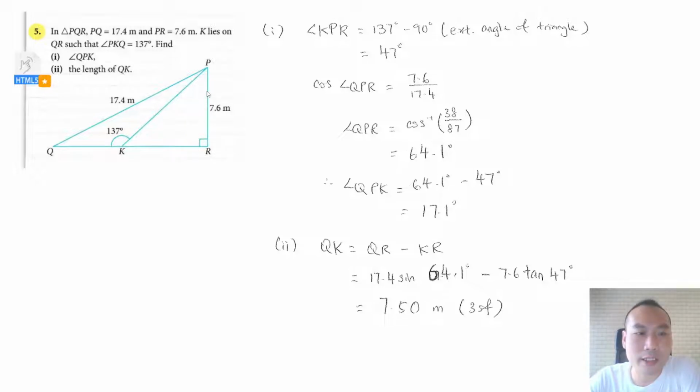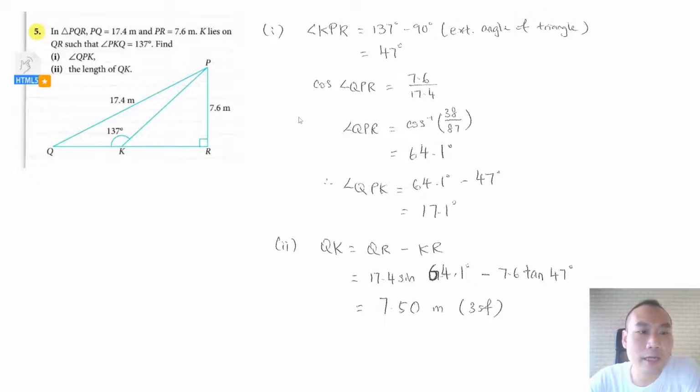After that, we need to subtract this angle over here, KPR. What is KPR? Remember there's this property called the exterior angle of a triangle, which equals the sum of the opposite two interior angles. So 137 over here is 90 degrees plus this angle over here, KPR. So KPR is 137 minus 90, which equals 47. Then we find QPR using the cosine ratio. Then we find the difference. So the answer is 17.1 degrees.